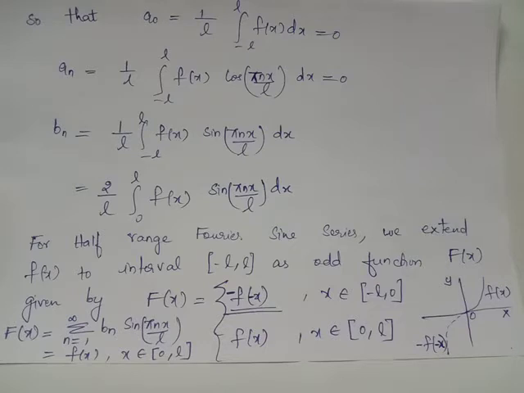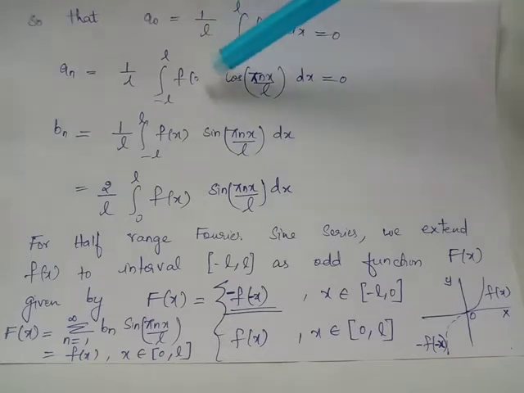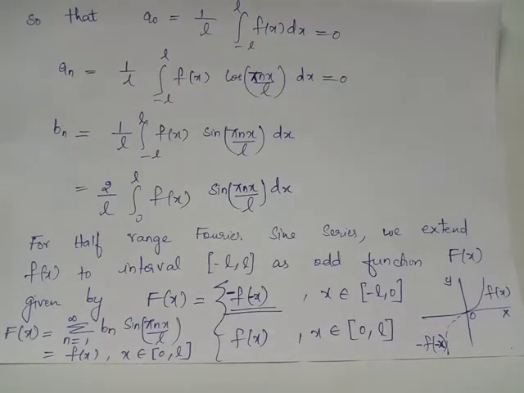An equals 1 by L integral minus L to L f of x cos(pi n x by L) dx, where f of x is odd and cos(pi n x by L) is even. Hence, the product of these two functions will be odd. Hence, we have the integral from minus L to L of an odd function dx, which becomes 0. Thus, both the Fourier coefficients a0 and an will become 0 for all values of n.